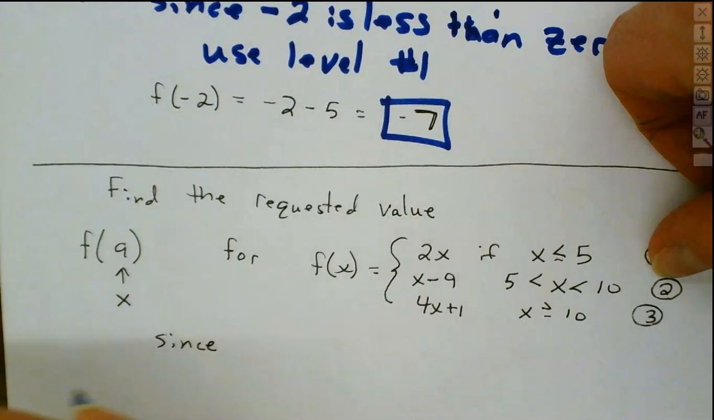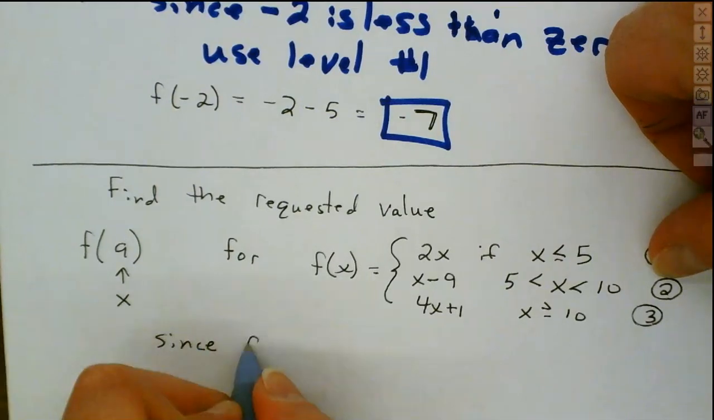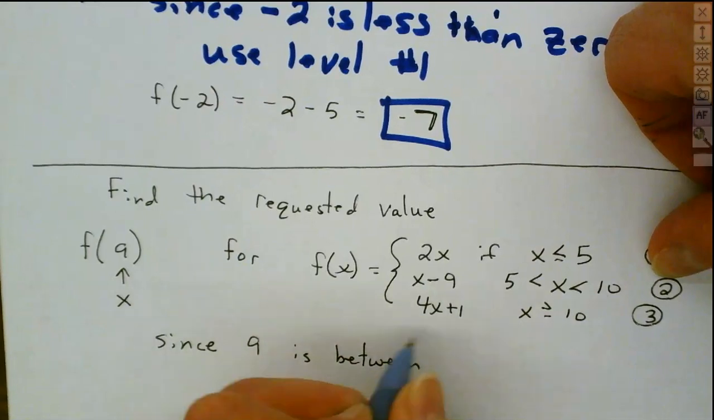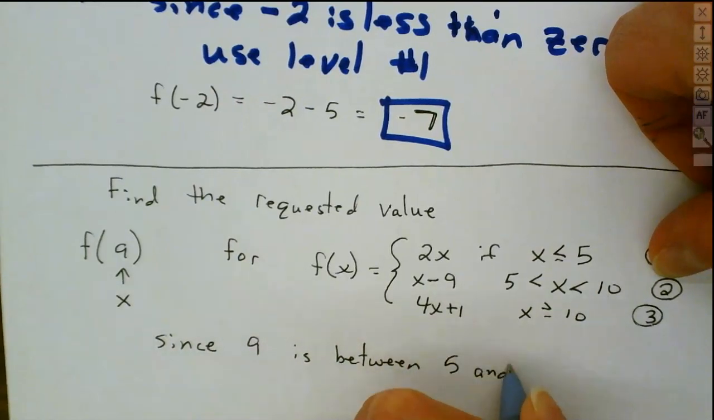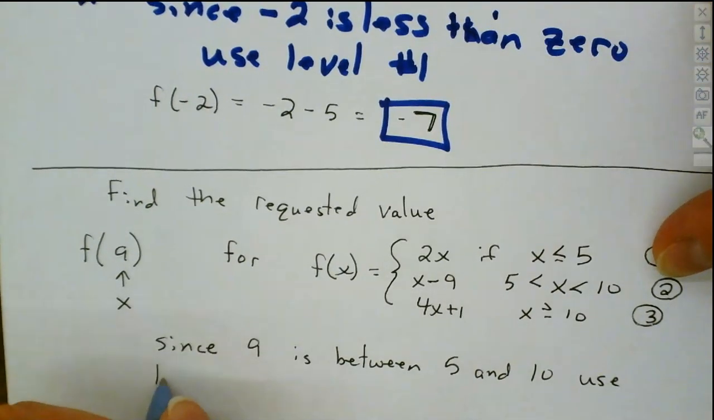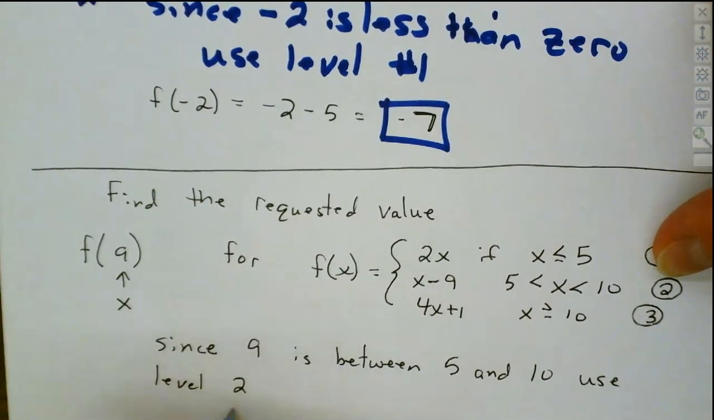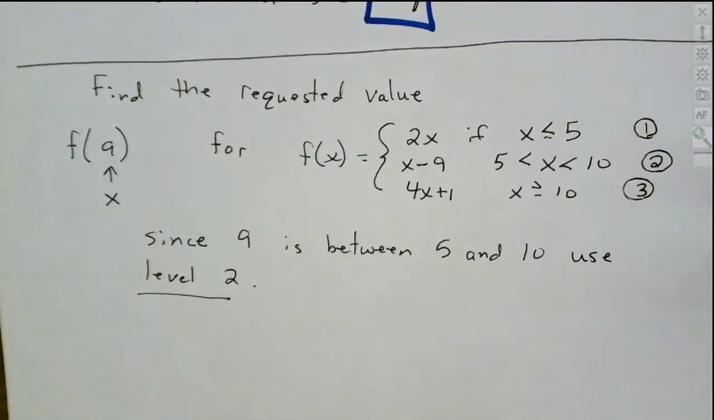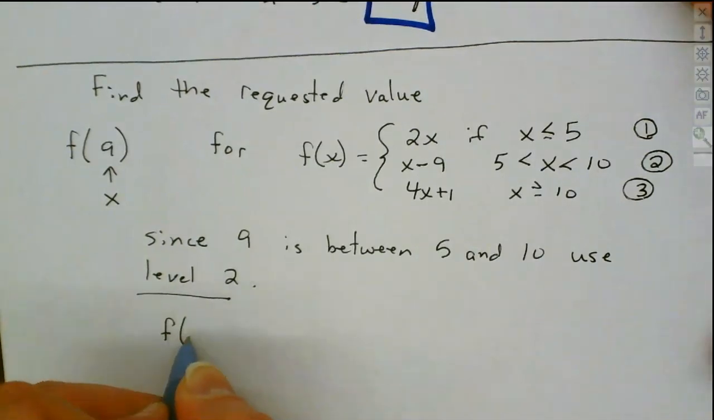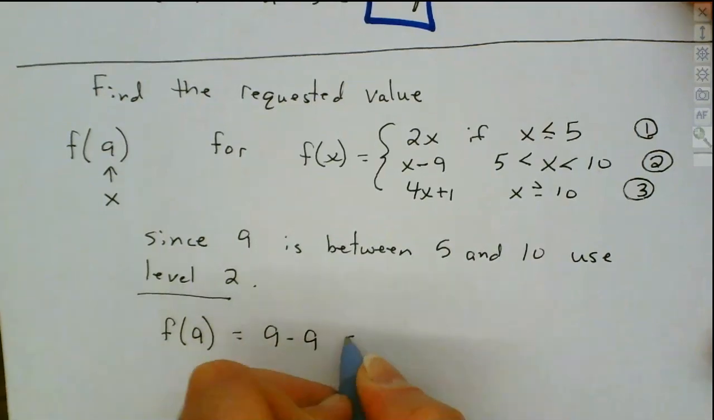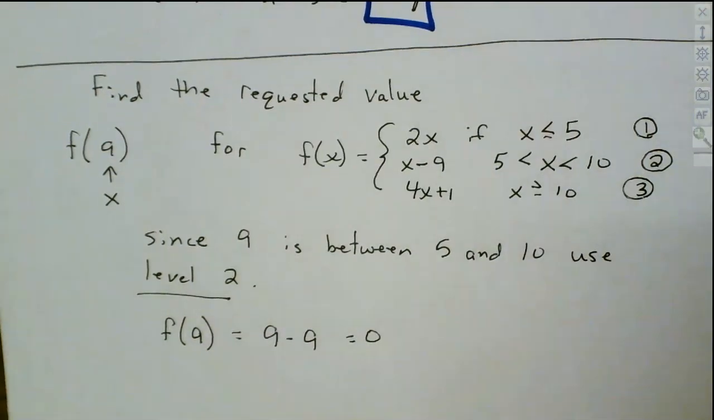So let's write that out just so we know. Since 9 is between 5 and 10, use level 2. Okay? So we don't plug it into all 3. It only goes into one of these. So it goes into level 2. And what would that be? That would be f of 9 equals 9 minus 9, which is then 0.